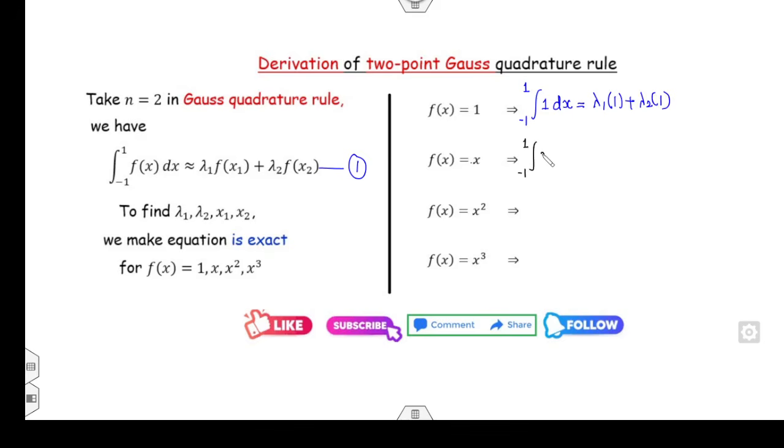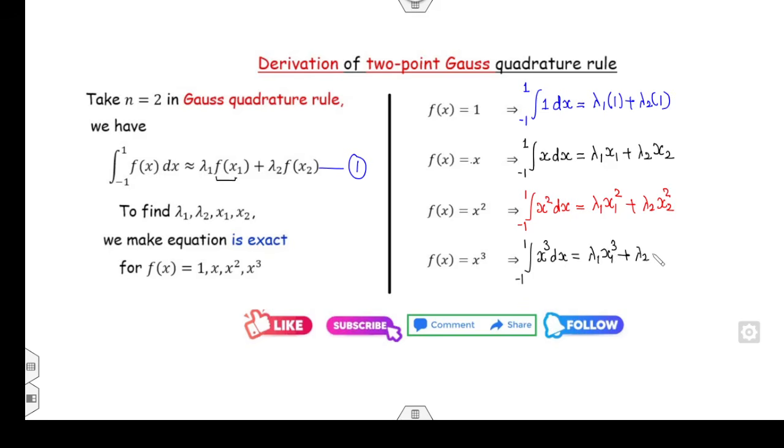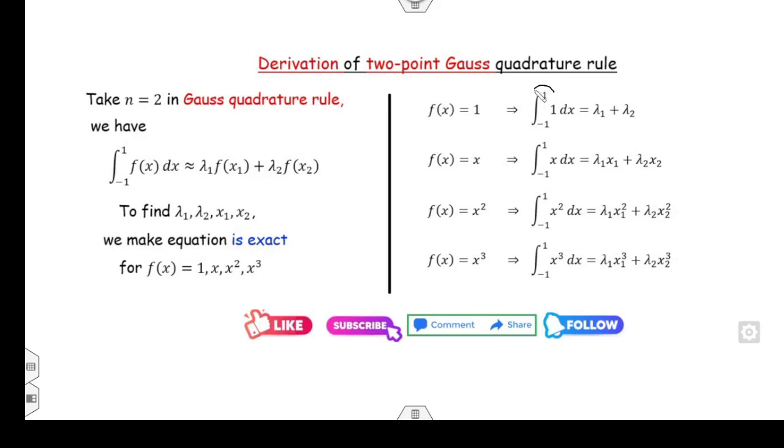I can substitute in the second equation. Once we choose f(x) as x, integrating x dx, the right side is lambda 1 x1 plus lambda 2 x2. Third equation: integral from minus 1 to 1 of x square dx equals lambda 1 x1 square plus lambda 2 x2 square. And similarly for the last case, integral of x cube dx equals lambda 1 x1 cube plus lambda 2 x2 cube. Fine. Now can you solve this integration?